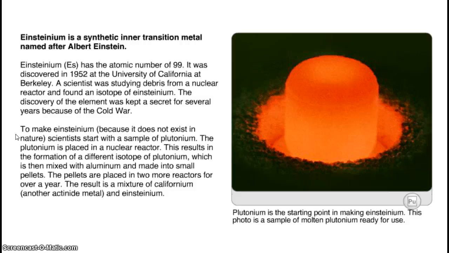This results in the formation of a different isotope of plutonium, which is then mixed with aluminum and made into small pellets. The pellets are placed in 2 more reactors for over a year. The result is a mixture of californium, another actinide metal, and einsteinium. Plutonium is the starting point in making einsteinium. This photo is a sample of molten plutonium ready for use.